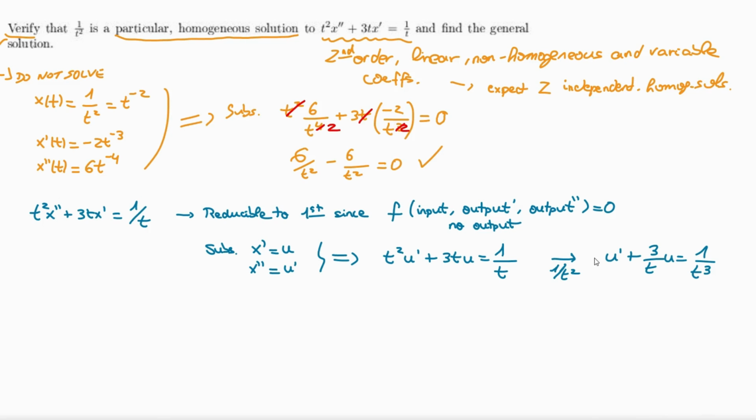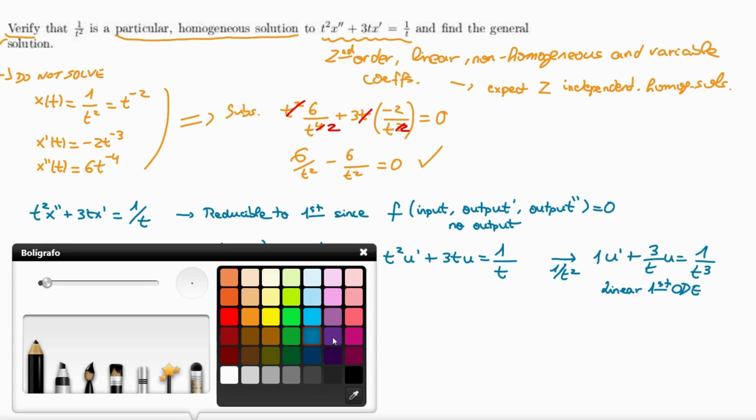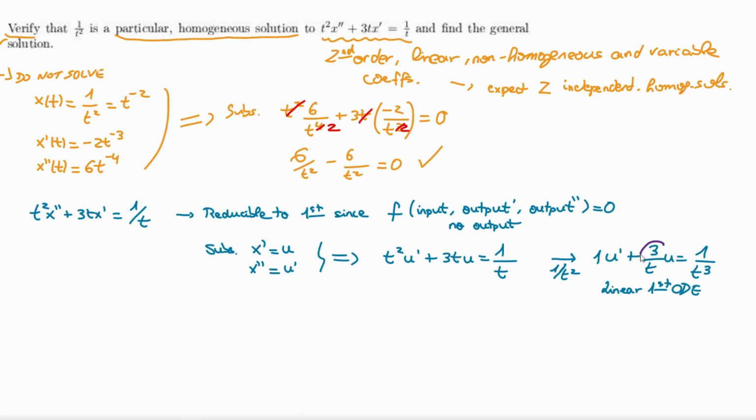I'm doing this to have a 1 as the leading coefficient, and this is one of the basic structures. It's a linear first order ordinary differential equation. In this linear structure, 3 over t is what we call p of t, and the right hand side of the equation q of t, the non-homogeneous part of the linear structure. So the solution involves the calculation of an integrating factor.